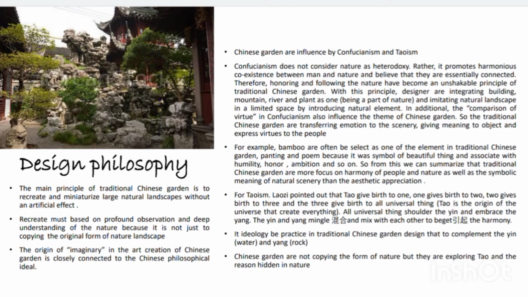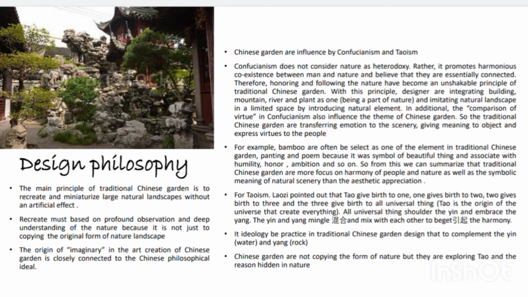Then, based on Taoism, all the universe shoulders the yin and embraces the yang. Then yin and yang mix with each other to beget harmony. So one of the principles of the Chinese garden is to mix and complement each garden element in order to achieve harmony. According to it, we can summarize that recreating nature must be based on profound observation and deep understanding of nature, and is not just copying the form of nature.